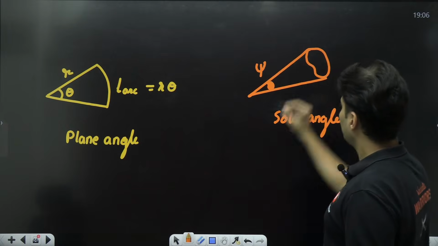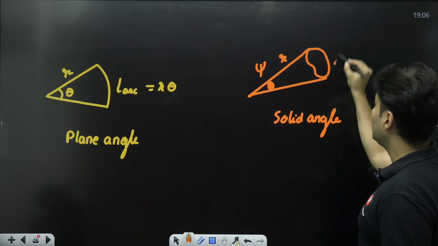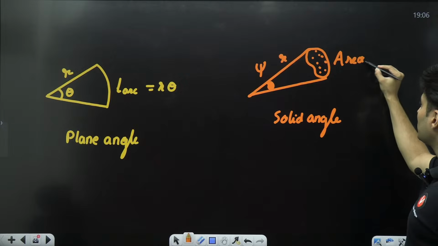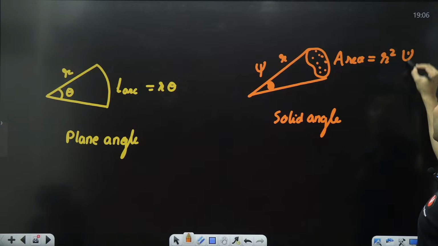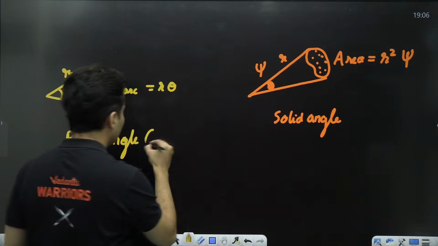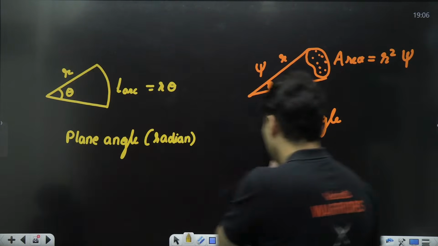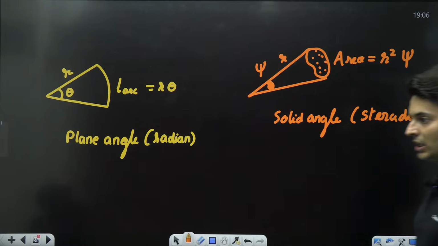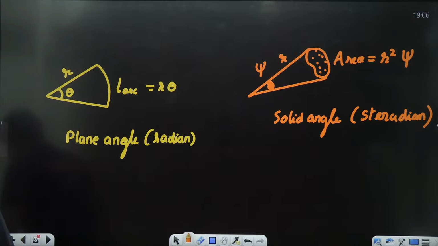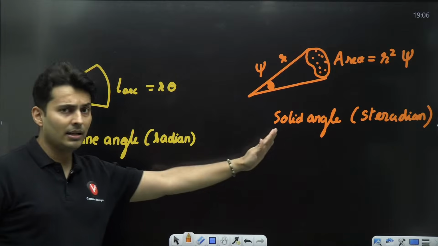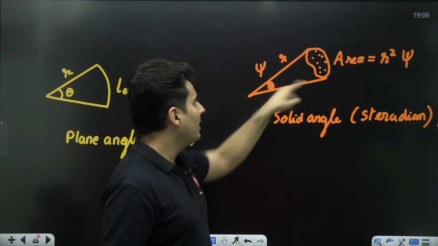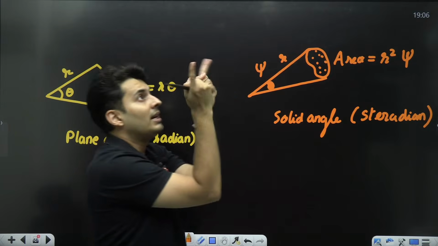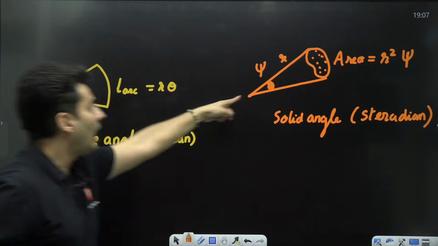If this solid angle is psi, and the distance of this area from this point is r, then this area which you are seeing right over here is r square times this solid angle. Plane angle is measured in radian, right? Solid angle is measured in steradian. This is what you should know. Till this point, is it clear? Difference between plane angle and solid angle: just like length is r into theta, here area of any shape is r square times the solid angle. It's an angle in 3D. It's not in plane. Imagine that in 3 dimensions, which is subtended by that area at this particular point.